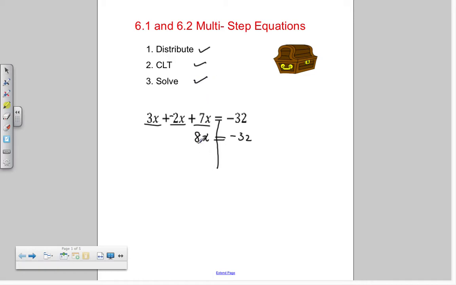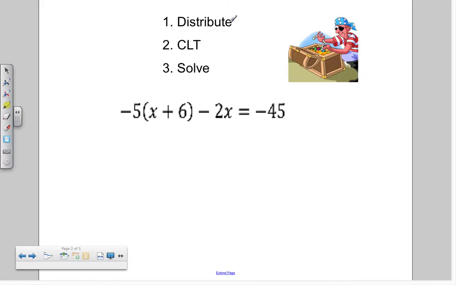And this part should not be too hard because you've done this before. Divide by 8, and I get x equals negative 4. You could always plug negative 4 back in for x to do a check step, but I'm not going to do that today. Okay, moving on. My checklist: distribute, combine like terms, and solve.